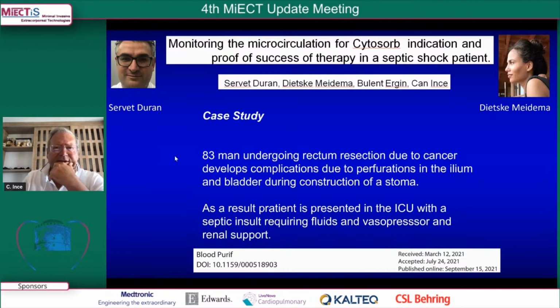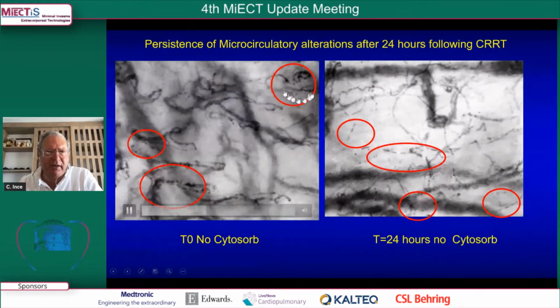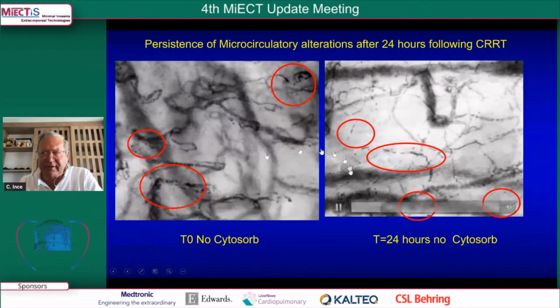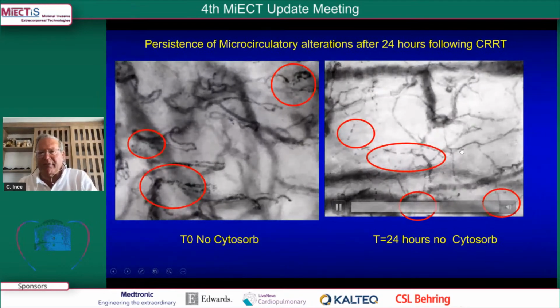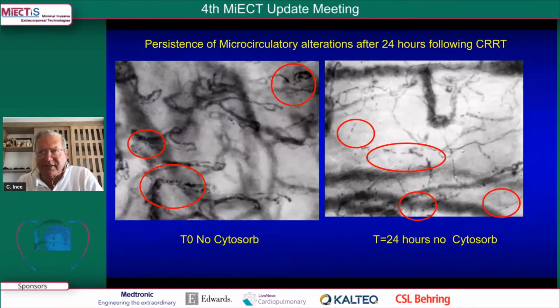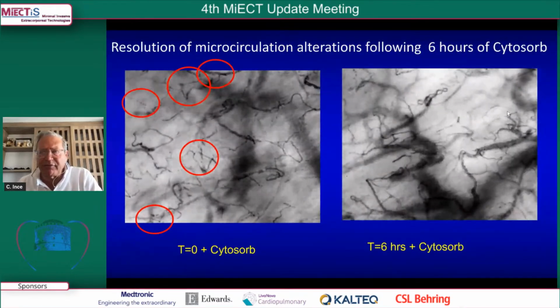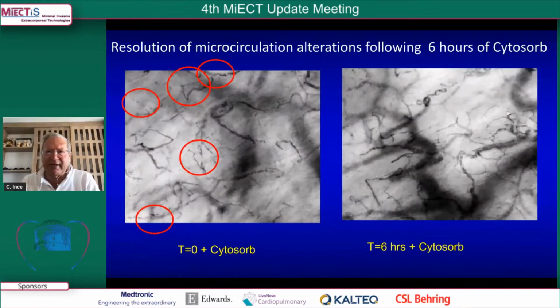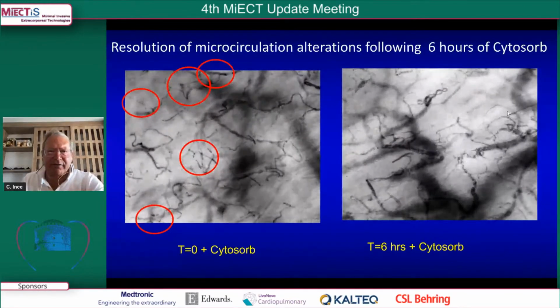So in the case study now, we looked at how that translates to the microcirculation. And here you see the microcirculation of a septic patient, and you can see here plugged vessels, and you see that after 24 hours, these plugged vessels are not resolved without any CytoSorb. And here we can see very nicely that all the vessels are now being perfused, vasopressor scores go down, lactates go down after making sure that these cytokines are taken out of the circulation.